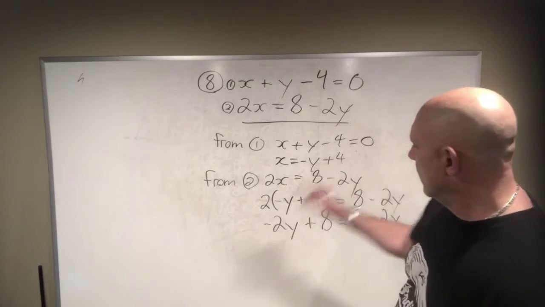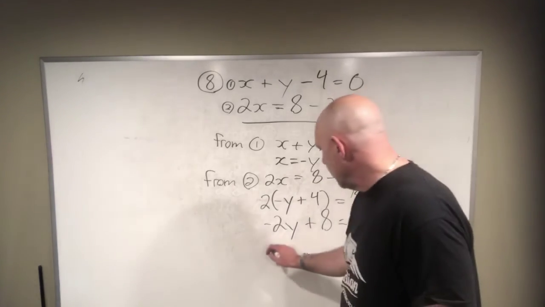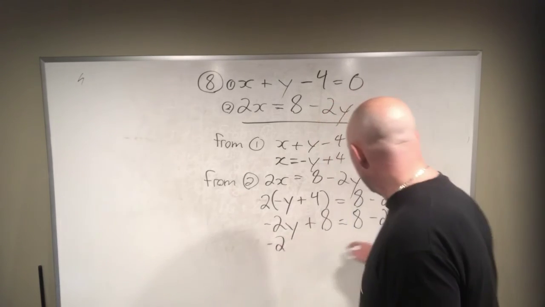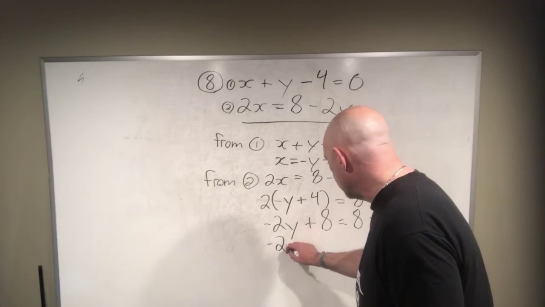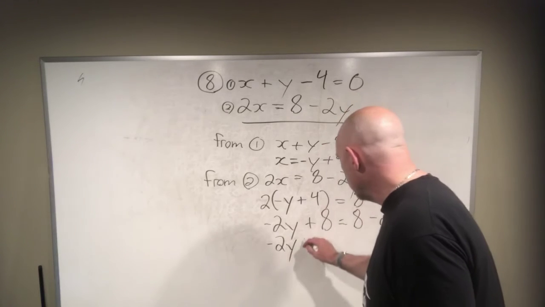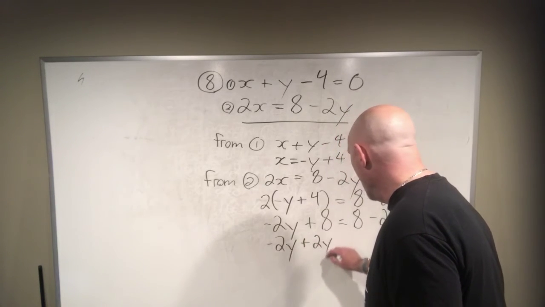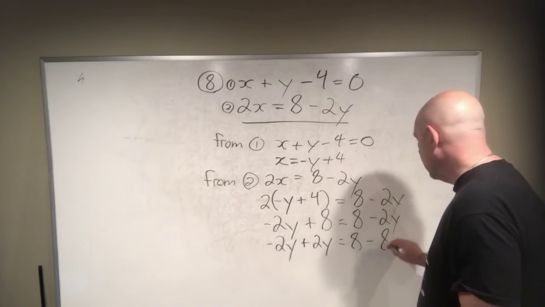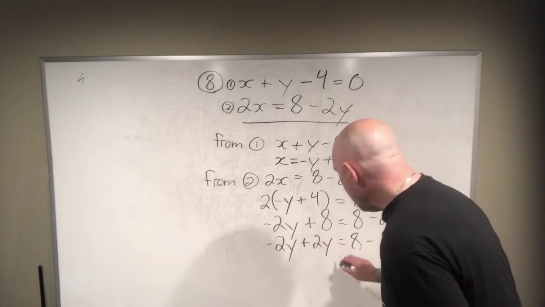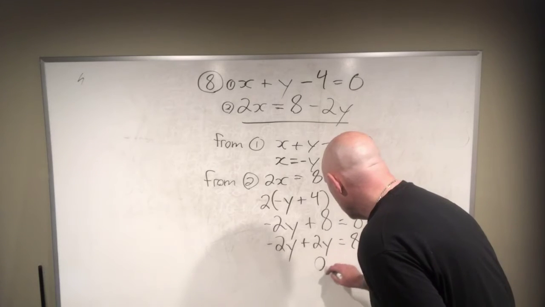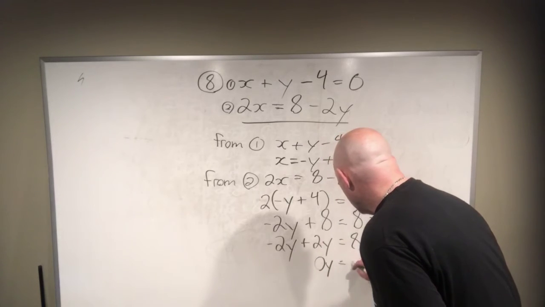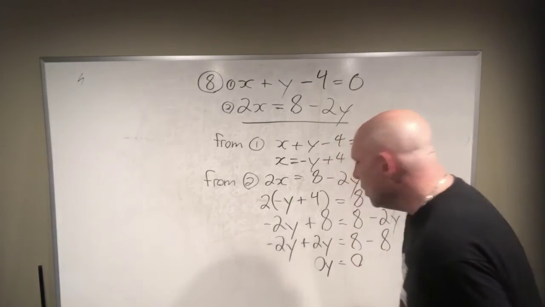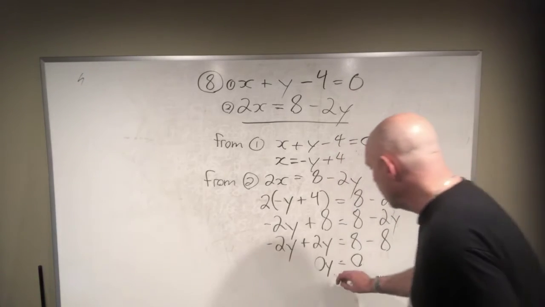Okay, let's put the y's on this side and the 8's on the other side. Negative 2y, and I'll bring this one over. It's a plus, sorry, negative 2y. Bring this over, you get a plus 2y. And here we have 8, and I'm going to bring this 8 over. I get minus 8. What do I have? I have 0y equals 0. I get 0 on both sides.